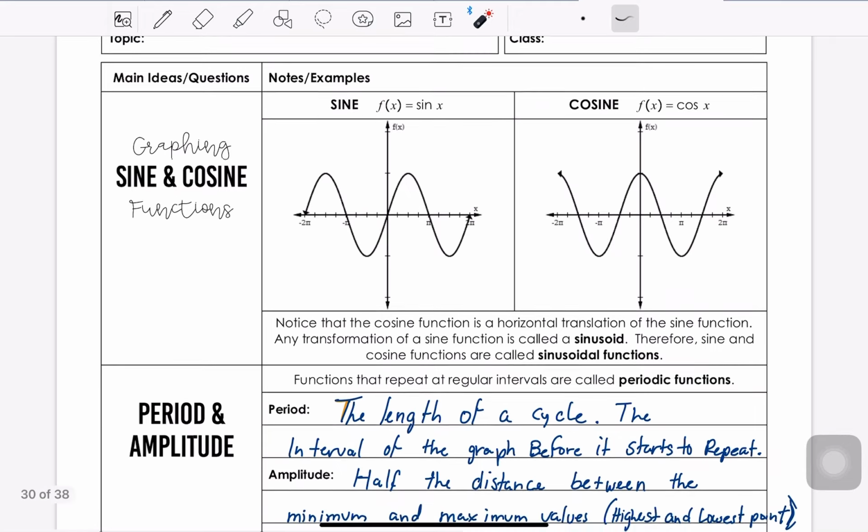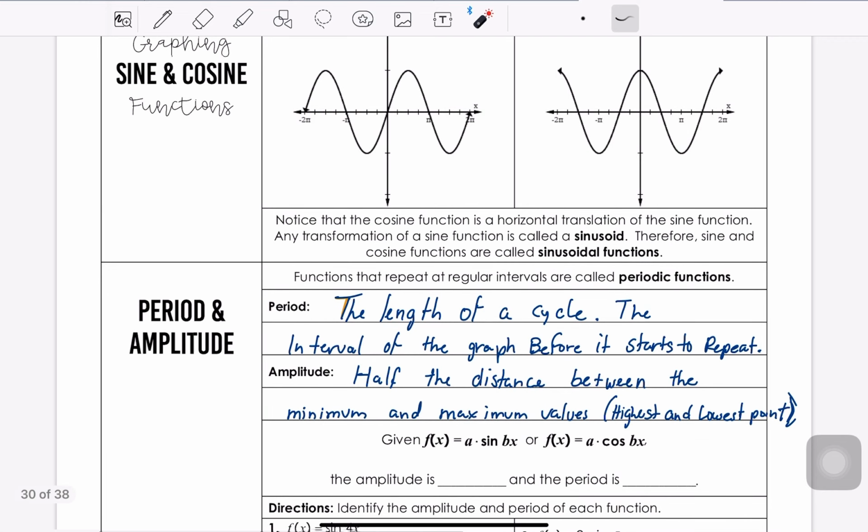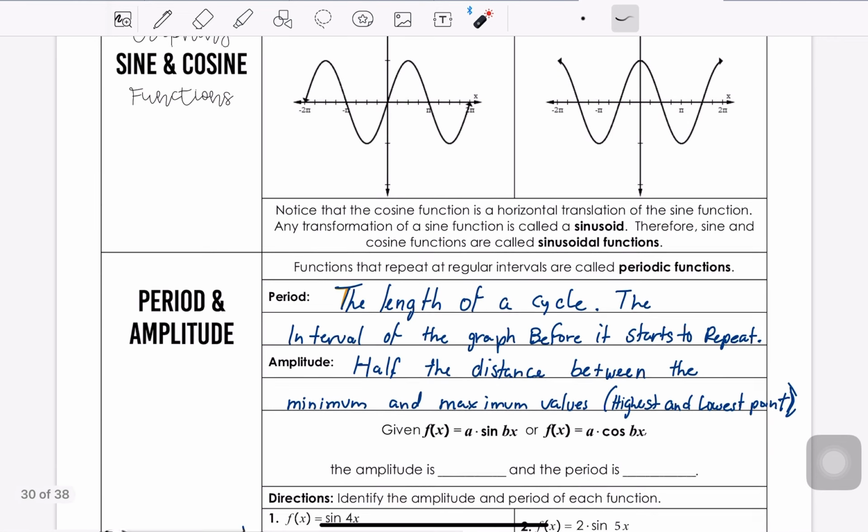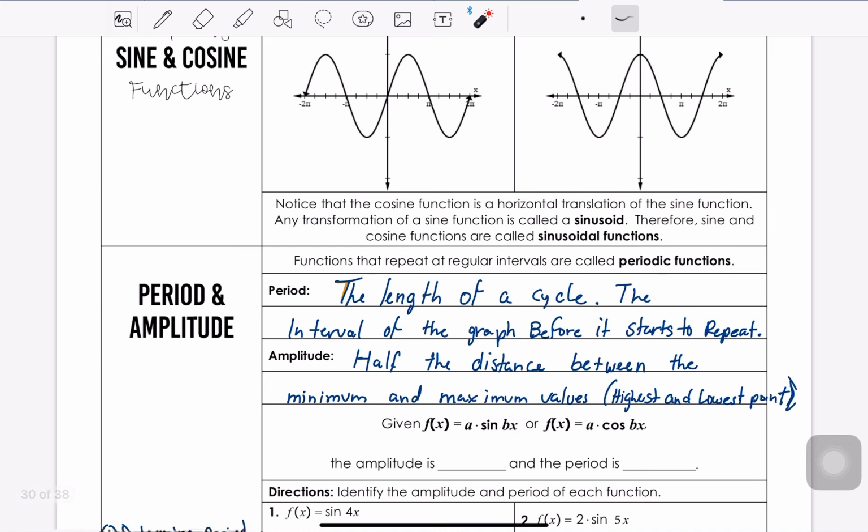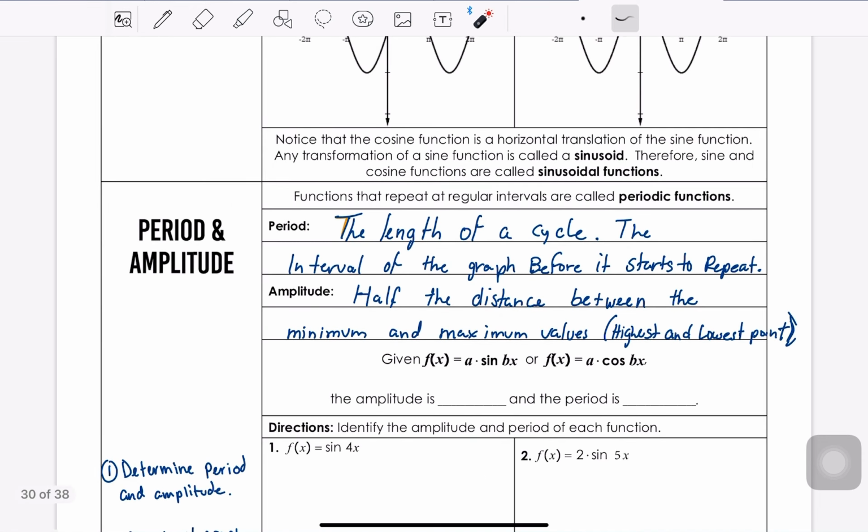Two of the main components that make up a sine or cosine graph, or any graph for that matter, of sine, cosine, tangent, is the period and the amplitude. So you can pause the video at any time and write these notes, and it'll help you and me by saving some time. So the period is the length of a cycle. The way I like to say it is the interval of the graph before it starts to repeat.